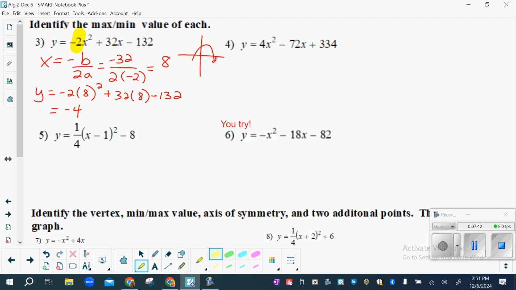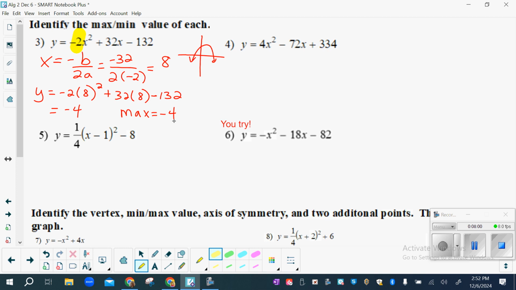So I'm going to just draw a picture. If you want to, when you do it, you can draw the picture. If you don't want to, that's fine. So is this going to be a maximum or is it going to be a minimum? The max, it's facing down. So our max is equal to negative 4. Okay, let's do the next one.